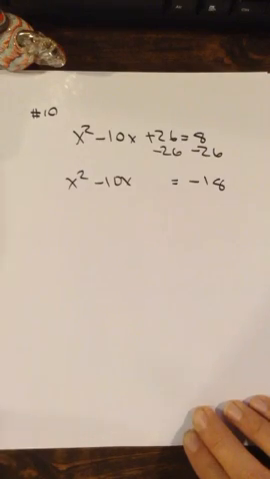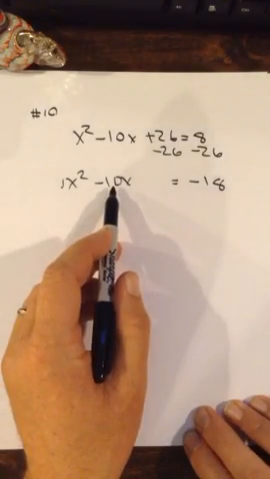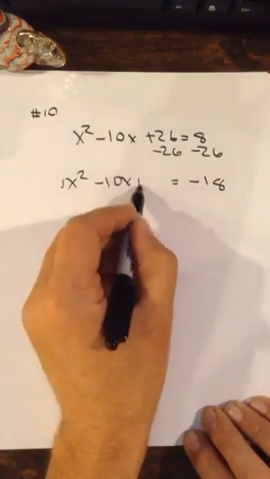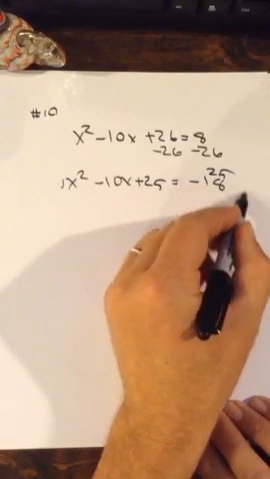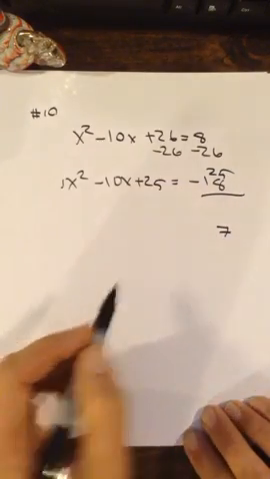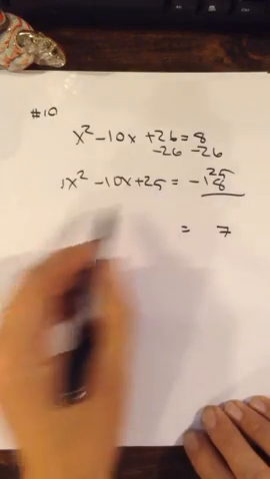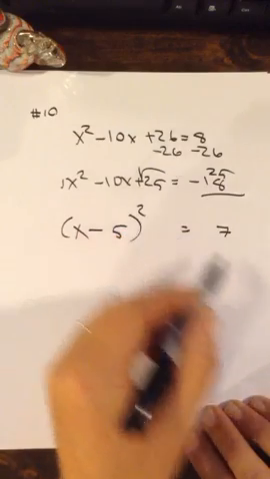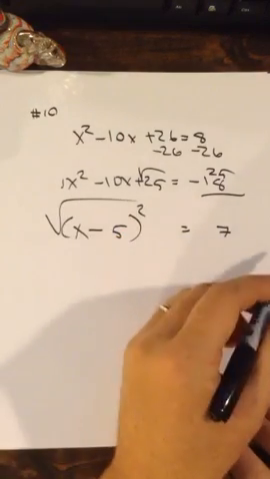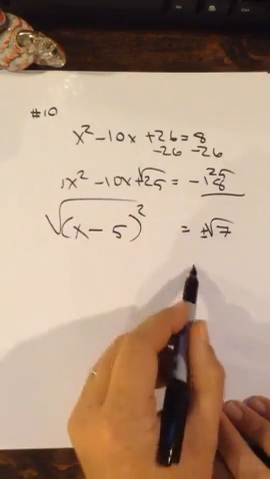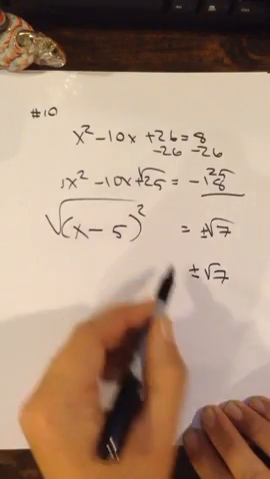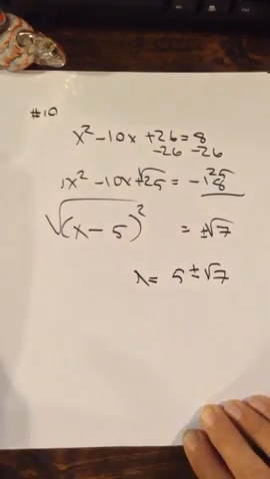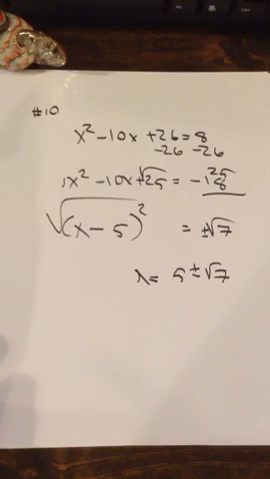And ready? Divide by a. Well, a is 1. Who cares? Half of negative 10 is negative 5, squared is 25, right? So that gives me 7. Okay? Boom, boom. X minus 5 squared, square root, plus or minus. Plus or minus root 7, add 5 over, x equals, done. Okay? After a while, you'll see it just doesn't matter what the numbers are. We can make it very easy.